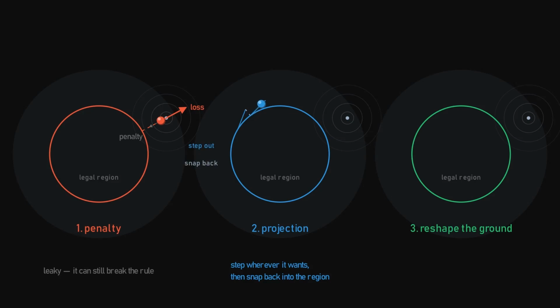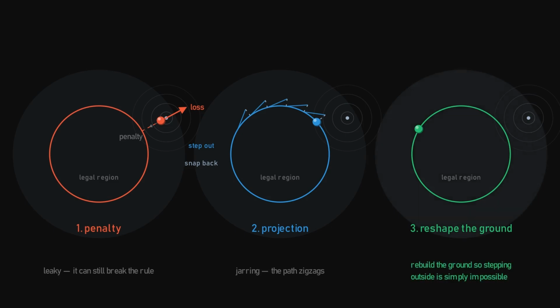Let the optimizer step wherever it wants, then forcibly snap the parameter back into the legal region. It works, but it's jarring. Between the step and the snap, the parameter spends part of its life illegal, and the path zigzags. Step out, snap back, step out, snap back.